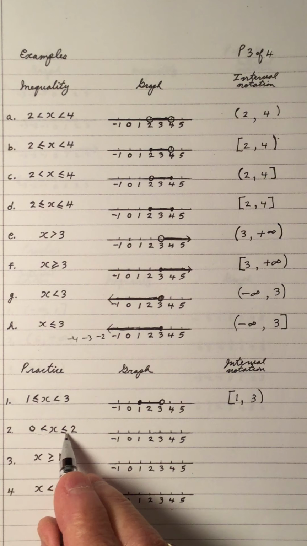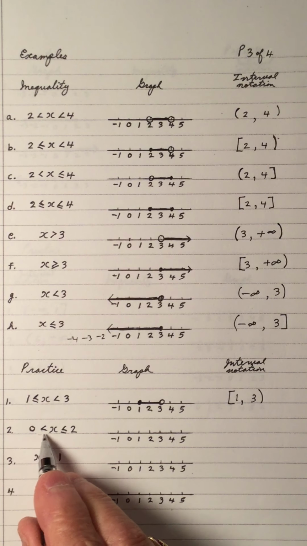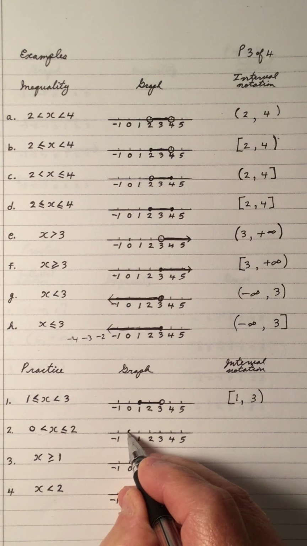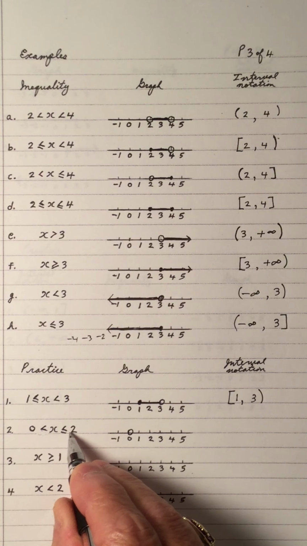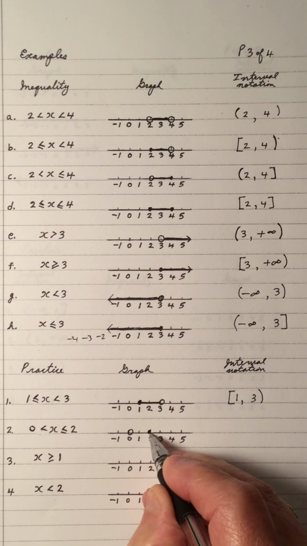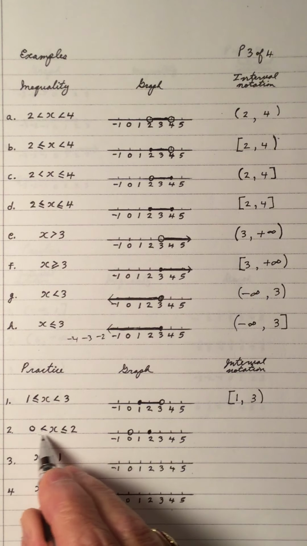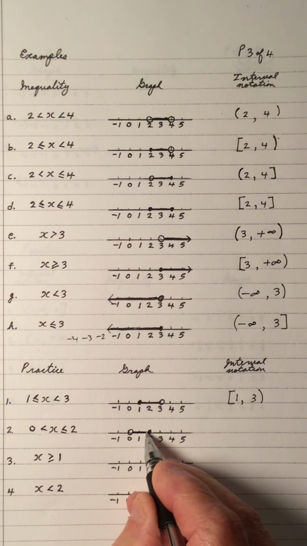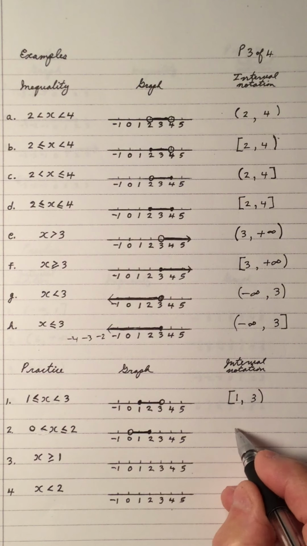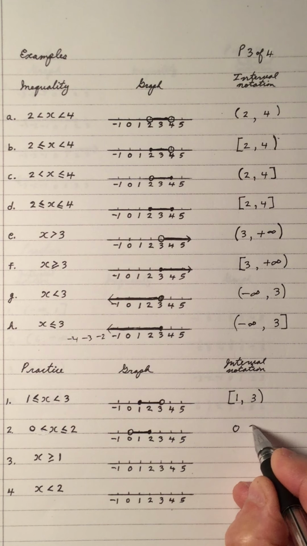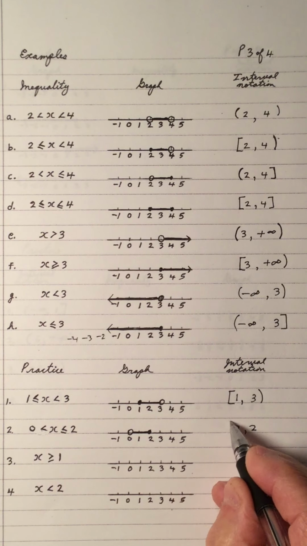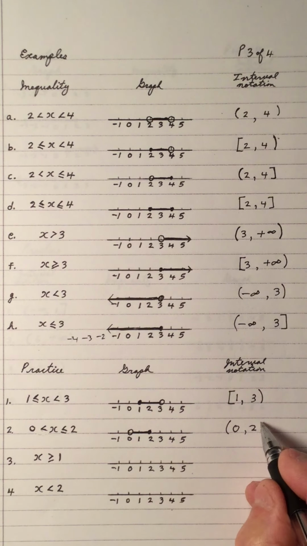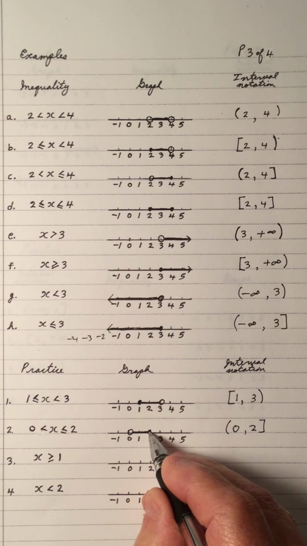0 is less than x is less than or equal to 2, so 0 starts it, but there's no equal sign, so 0 is a hollow dot. 2 is equal to 2, so 2 is solid. And x is all the values in between. Again, we're graphing on the real number line, so it's a shading. And so 0 starts it, 2 ends it. 0 is not included, but 2 is included because it's got an equal sign, or a solid dot. Equal sign is solid dot, included.